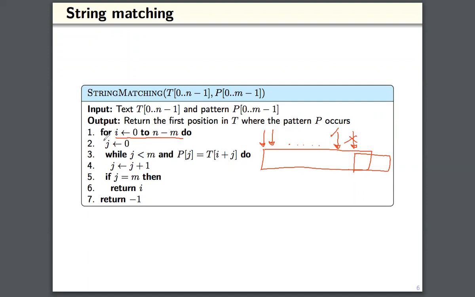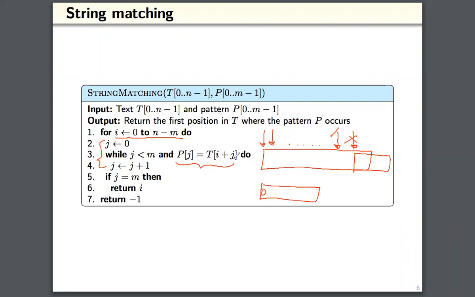Okay. Now, this logic is all about pattern matching, right? So j is equal to 0. j represents the number of characters of the pattern that match with the text. Okay. So while j is less than m and P of j is equal to T of i plus j, right? See, the idea is this. So j is equal to 0 initially.